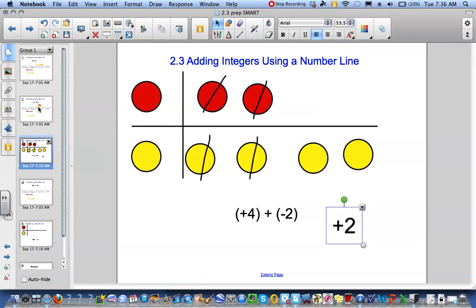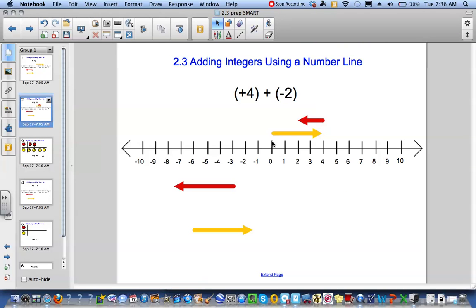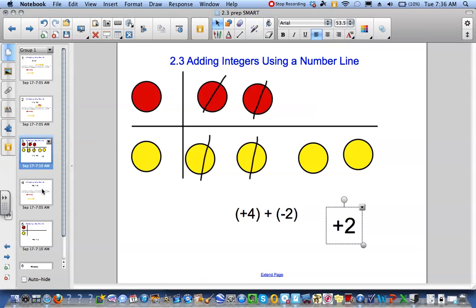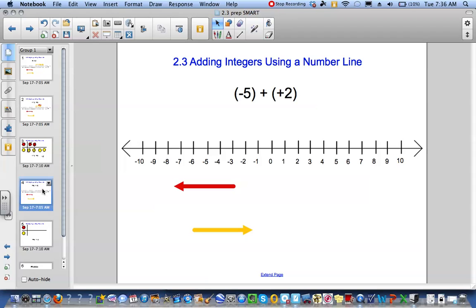And again, if you go back to the number line, it's the same thing. We go up 4, 1, 2, 3, positive 4, and then we go backwards, negative 2, because we're adding negative 2, 1, 2, and we look down at where we finish, and we finish on positive 2. We'll try that again, but this time we're going to start the opposite way. We're going to start with a negative integer. So we're going to start with negative 5 plus positive 2.